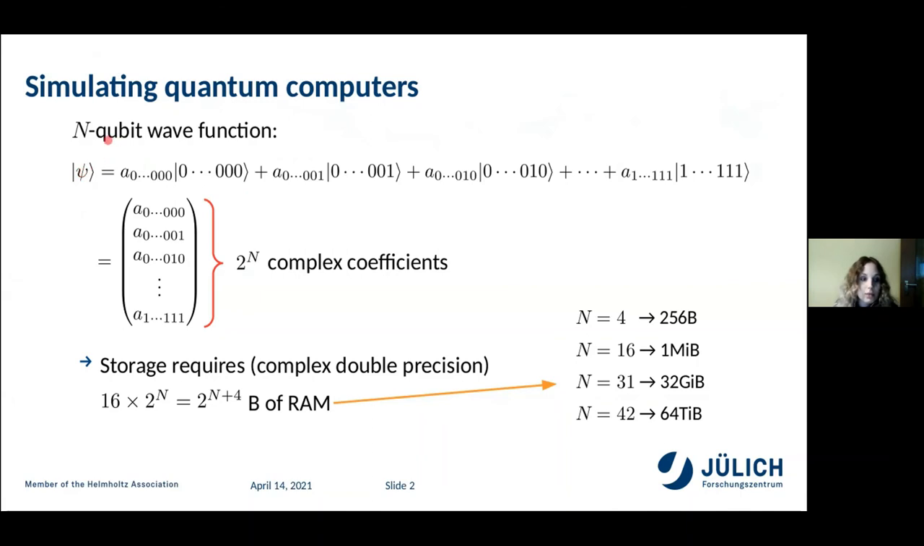So if we have an n qubit quantum computer, then we have the n qubit wave function, which has many basis states. All these basis states are numbered from all bits 0 to all bits 1, and this is 2 to the n states. And then we also have these complex amplitudes here, and on the classical computer we store them all in a vector. So we have 2 to the n complex coefficients, and usually we use complex double precision to represent these numbers. And storage of these numbers takes then 16 times 2 to the n bytes of RAM.